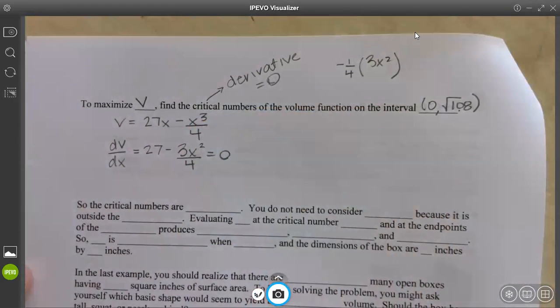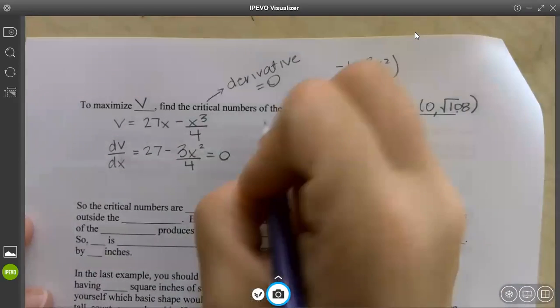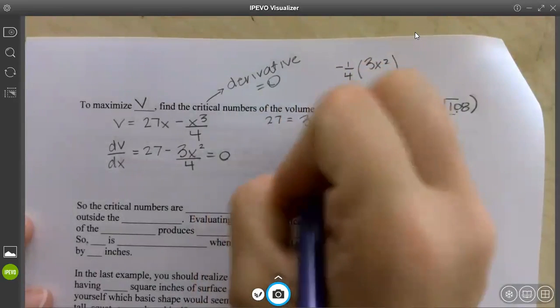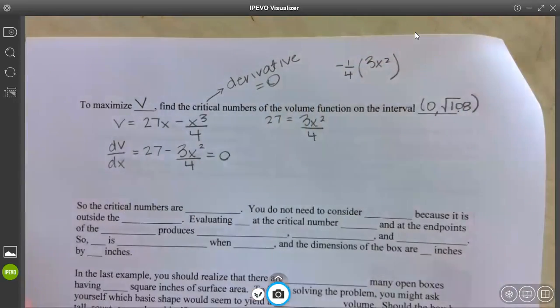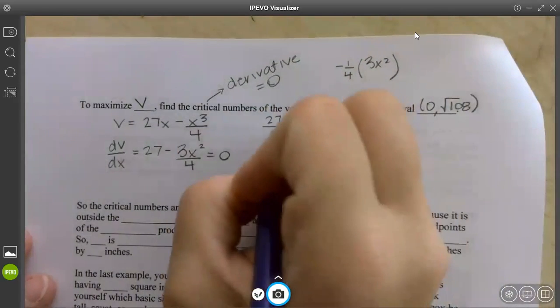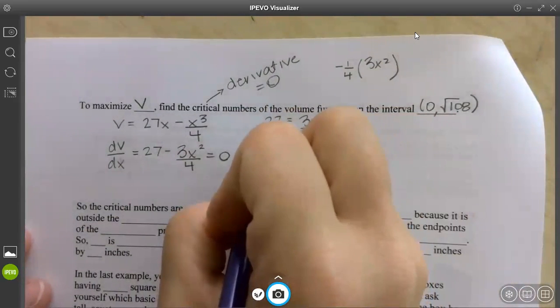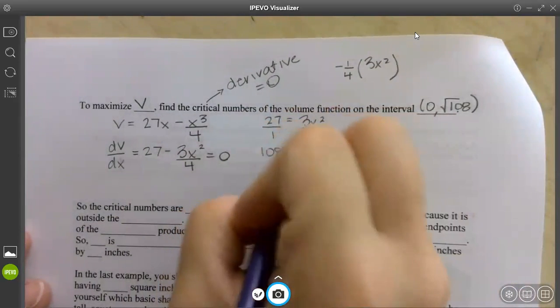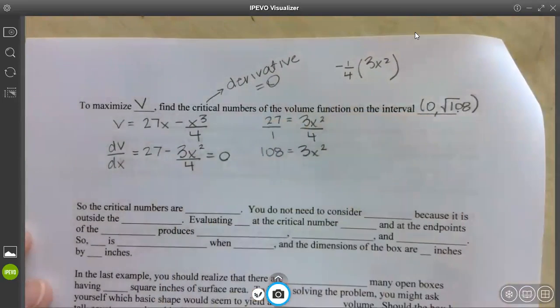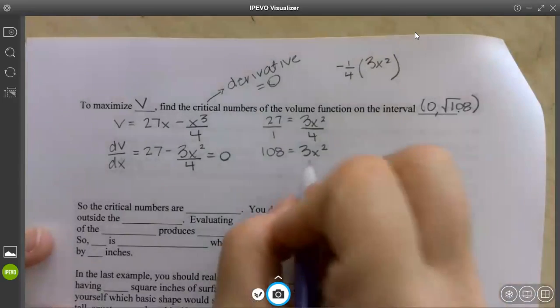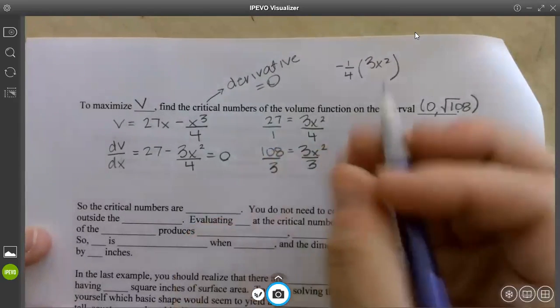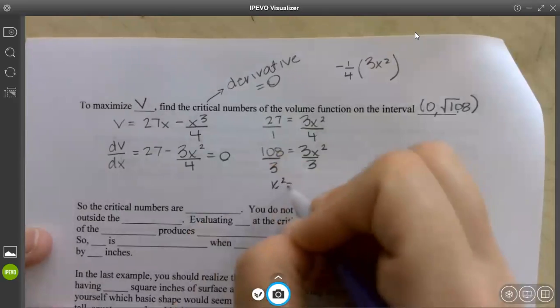So how do I solve this? You can subtract the 27. I'm going to subtract the 3x squared over 4 to make it positive. It works the same way. It's not a big deal. Okay, so I'm going to do 27 equals 3x squared over 4. How do I solve? Cross multiply. What's 27 times 4? 108. Equals 3x squared. How do I solve? You get x squared equals 36.